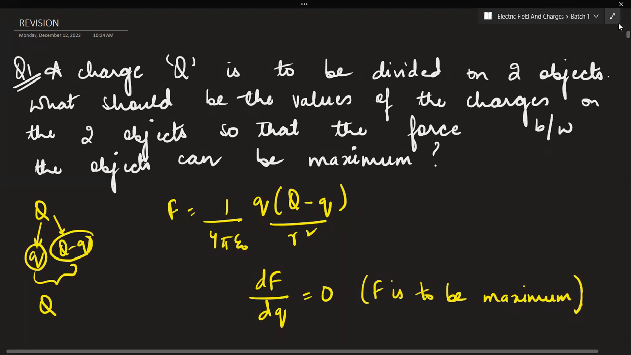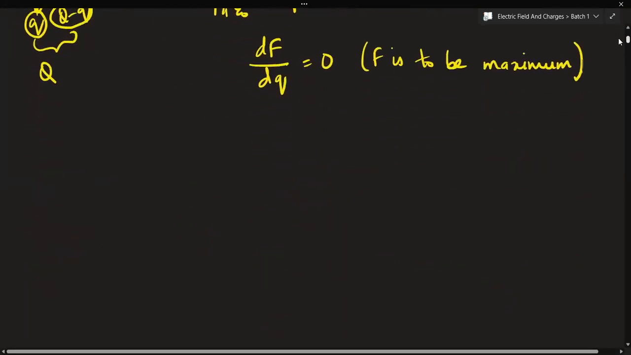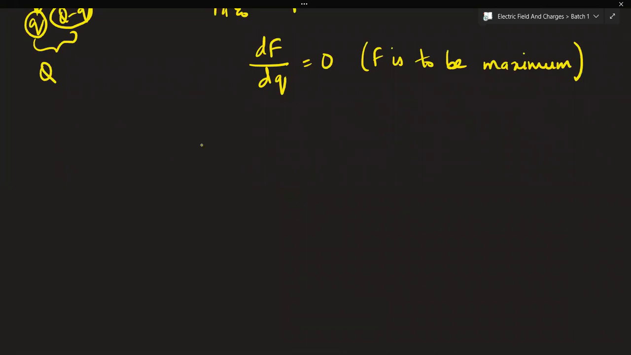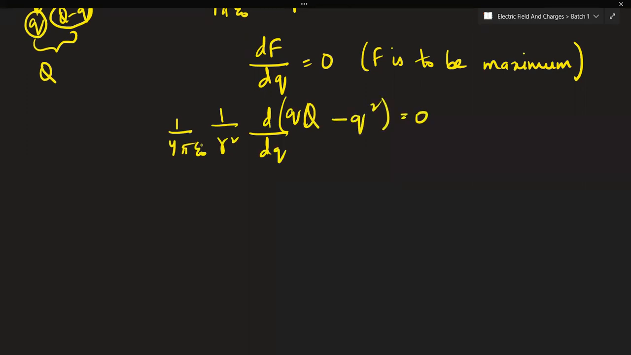So dF over dq is 0. All right, this is for the maximum force because you're differentiating it. Now equate the entire term 1 by 4 pi epsilon naught 1 by R square. You are integrating this whole term. Just multiply Q within the bracket only: q into (Q minus q) square is equal to 0. So you will directly be left with q(Q minus q) square. The rest of the term will be 0. You are just differentiating this equal to 0.